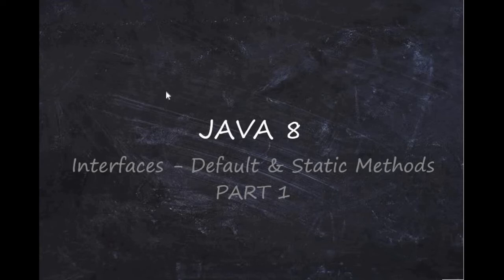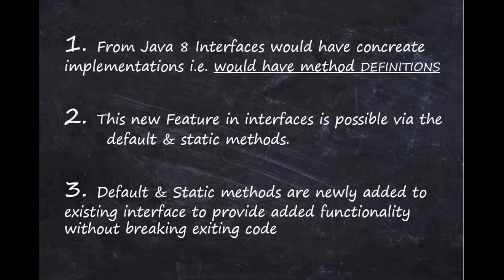In this video, we will see what are default and static methods in interfaces. So let's look into the first point. From Java 8, interfaces can have concrete implementation. That is, interfaces can have method definitions. To understand this point better, let's look into the world till Java 1.7 or Java 7.